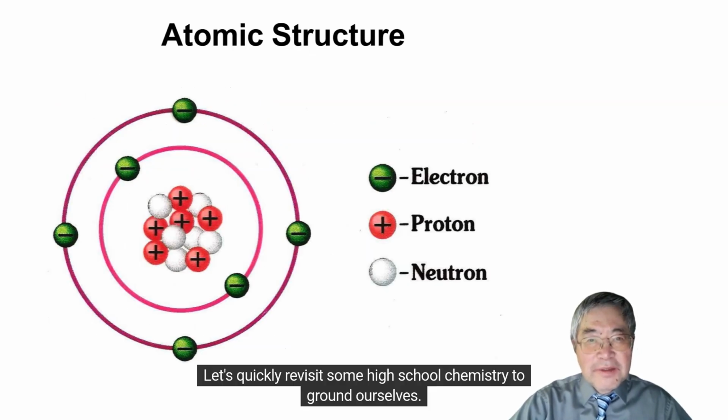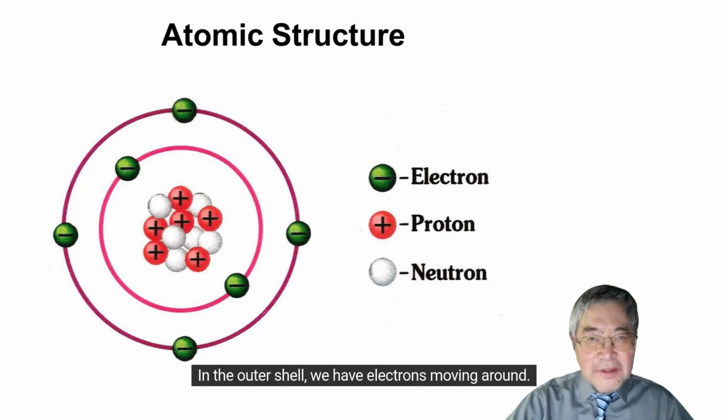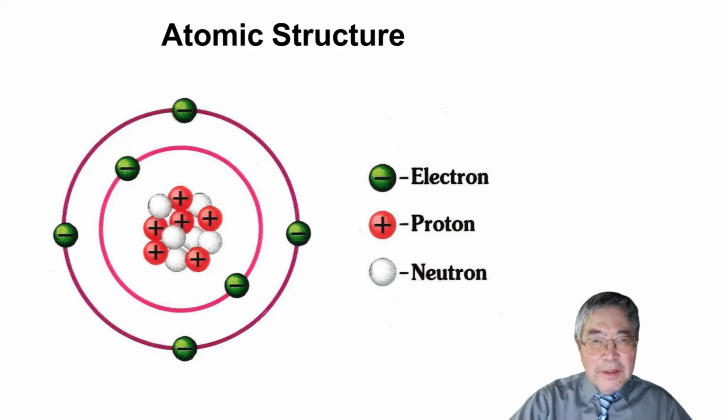Let's quickly revisit some high school chemistry to ground ourselves. Here's the basic atomic structure. In the outer shell, we have electrons moving around. In reality, their positions are described by probabilities, but we often picture them as orbiting the nucleus.